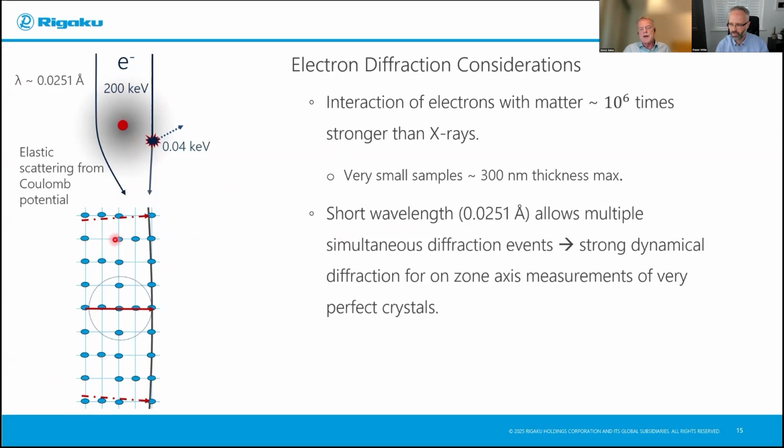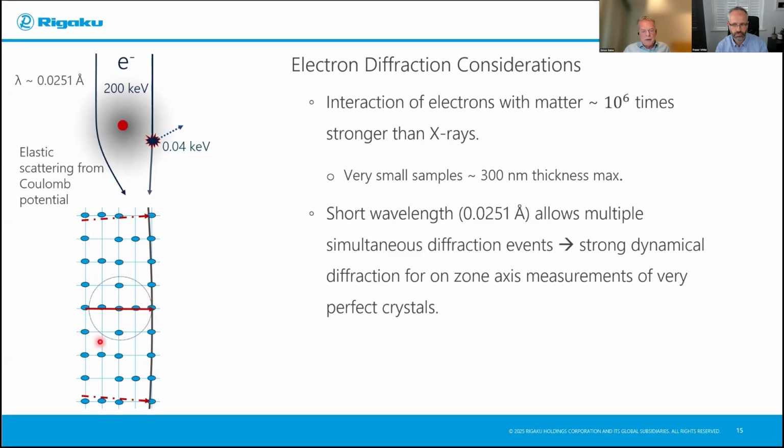All these diffraction peaks represent Bragg peaks. For an incident electron beam shown in red here, the Ewald sphere corresponding to that wavelength is shown in black, and it's almost a straight line. That passes through multiple Bragg peaks once you're on zone or in a diffraction condition. That means all of these Bragg peaks can scatter at the same time. So this is a multi-beam dynamical case, which is an extremely strong dynamical interaction.